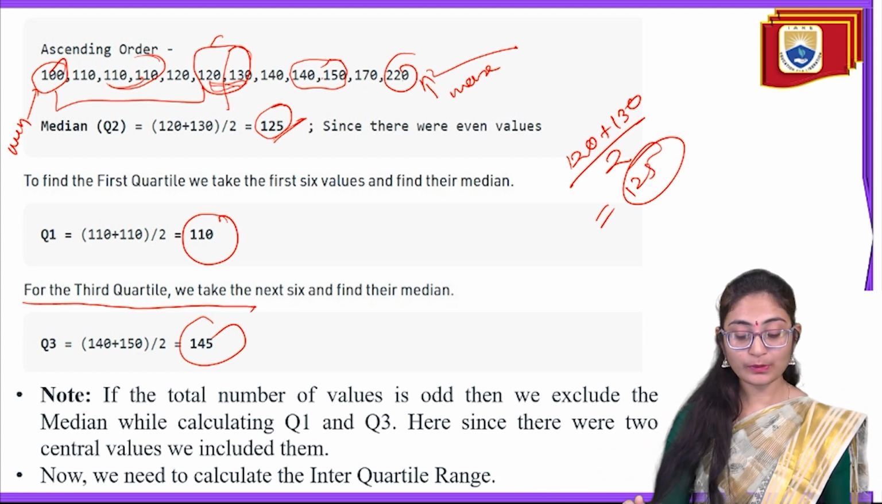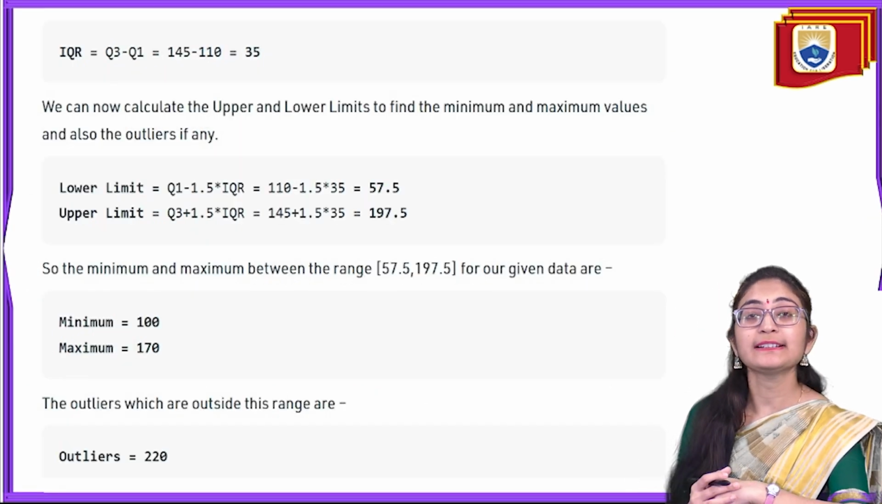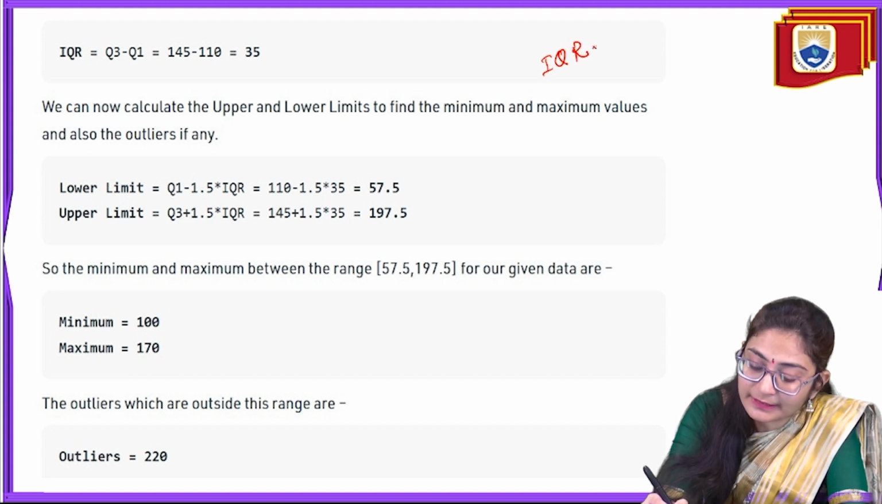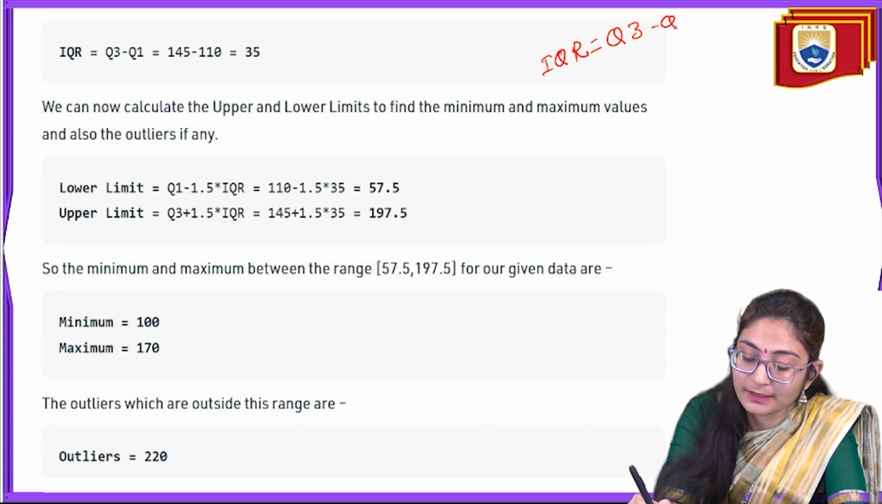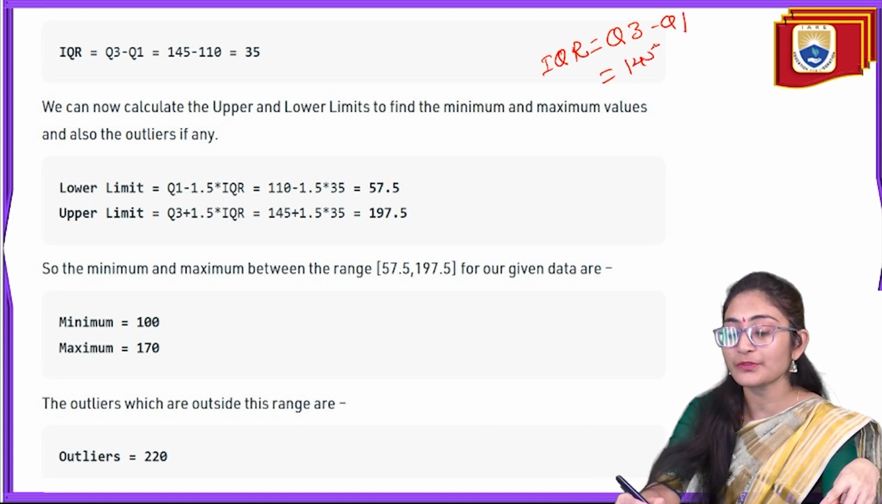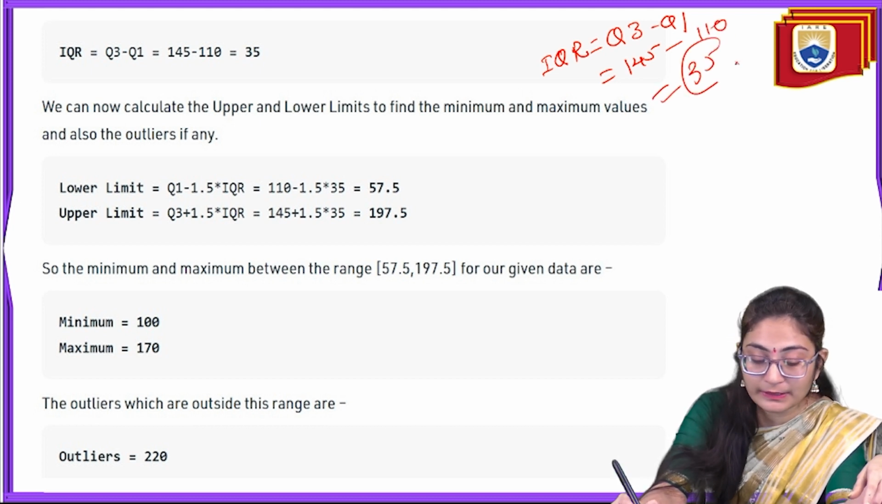Now we need to calculate the interquartile range. How will we calculate the interquartile range? Your interquartile range is equal to quartile 3 minus quartile 1. Your quartile 3 value is 145 and quartile 1 value is 110. So now you will get 35.